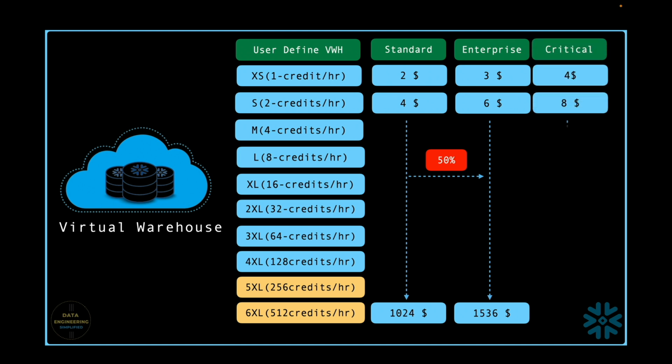Likewise, for the business critical edition of Snowflake, the cost per credit is $4 for an extra small virtual warehouse and goes up to $2,048 per hour for a 6X large virtual warehouse. This represents a direct 100% increase in cost compared to the standard edition of Snowflake. Again, if you are not utilizing any business critical feature in Snowflake, you need to be very careful of this price increase, as your development activity, testing activity, and everything running in a production environment could cost up to 100% more.